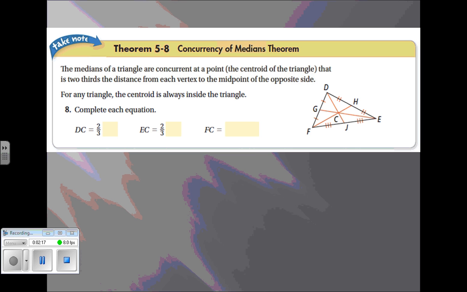So what does that exactly mean? In our picture, that means that DC is 2/3 of DJ. EC is 2/3 of EG. And FC would be 2/3 of FH. So the segment from the vertex to the centroid point is 2/3 the entire median. So let's continue on. That's concurrency of medians theorem.